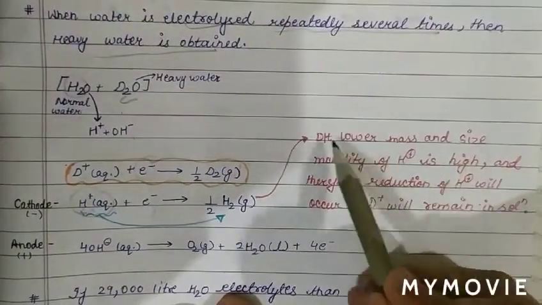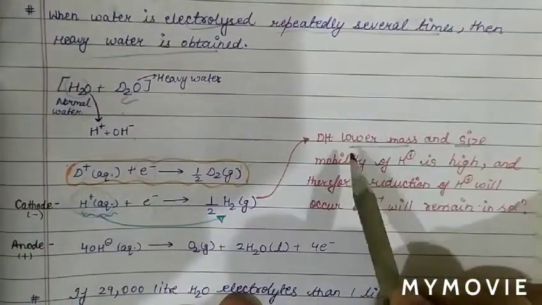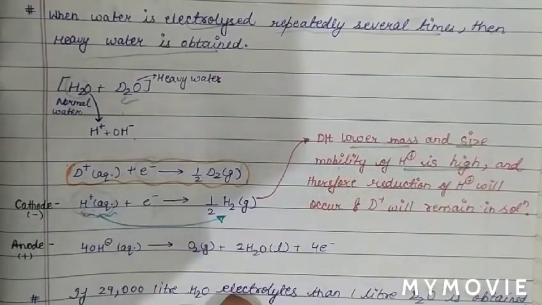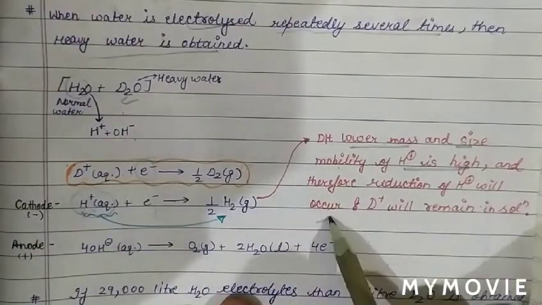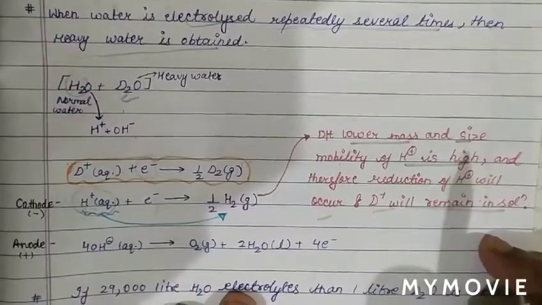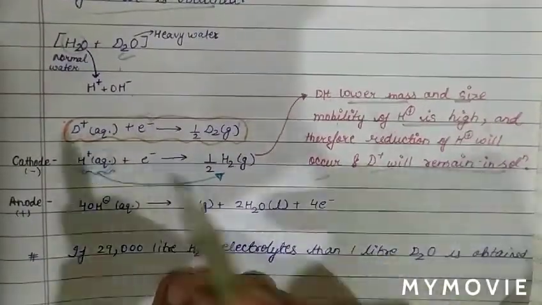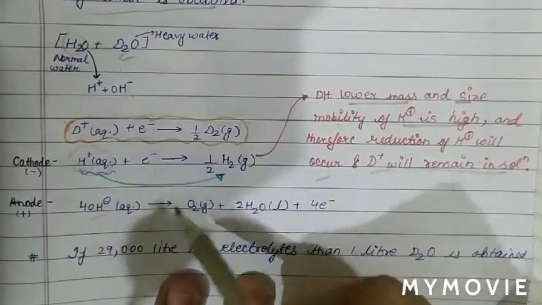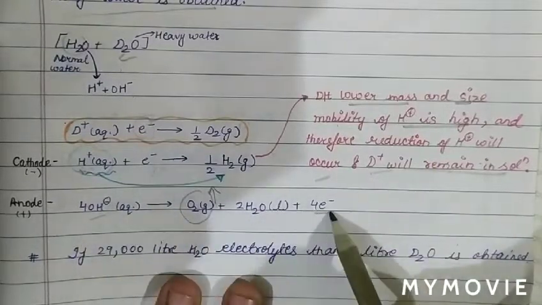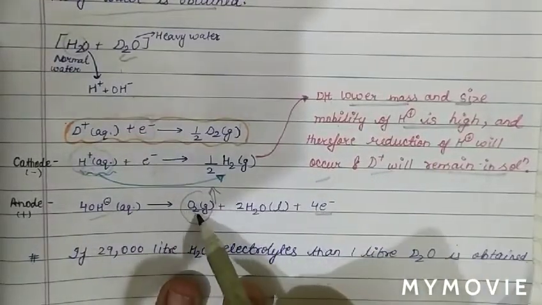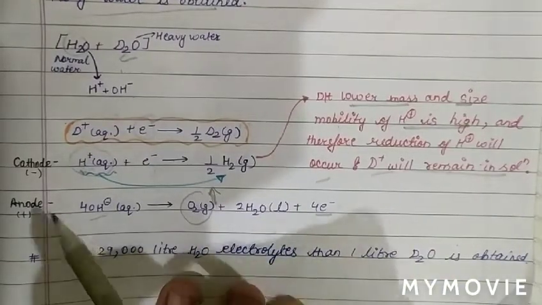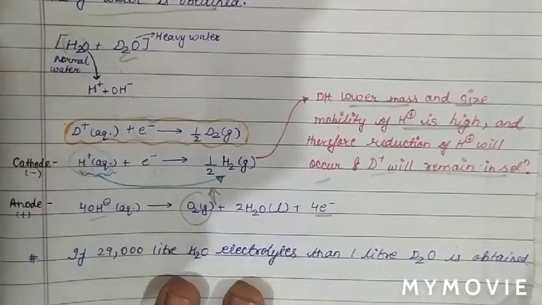So we can also see, due to low mass and size, and mobility of H plus being high, therefore reduction of H plus will occur and D plus will remain in the solution. In the same way, OH minus ion releases O2 gas at the anode, as the charge is balanced by 4 electrons. So O2 gas is evolved by OH minus ion at the anode terminal. Anode is positive and cathode is negative terminal.